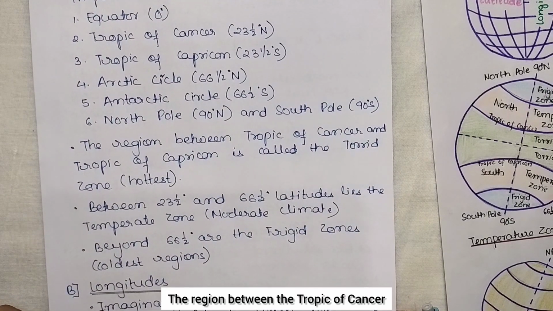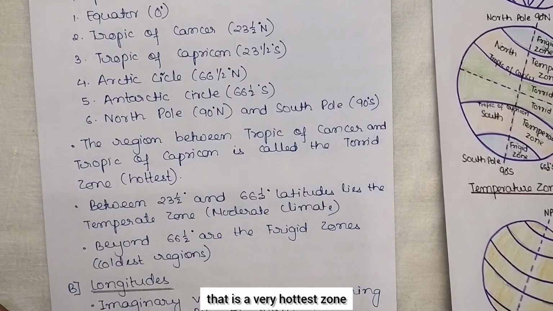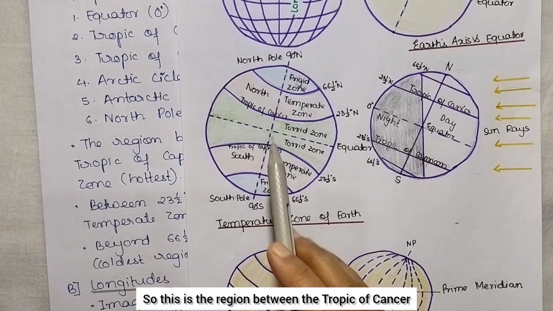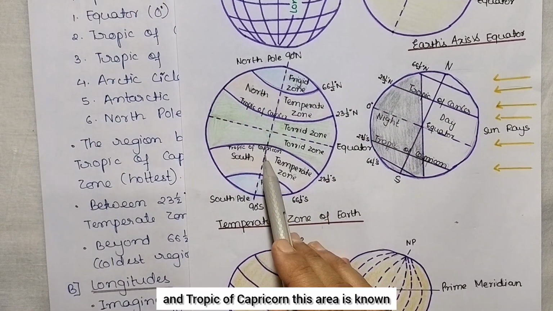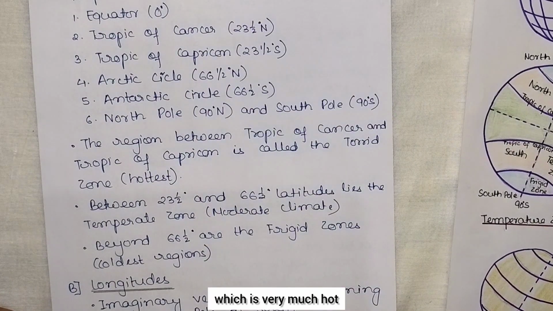The region between the Tropic of Cancer and the Tropic of Capricorn is called the torrid zone, that is the very hottest zone. So this is the region between the Tropic of Cancer and Tropic of Capricorn. This area is known as the torrid zone, which is very hot.